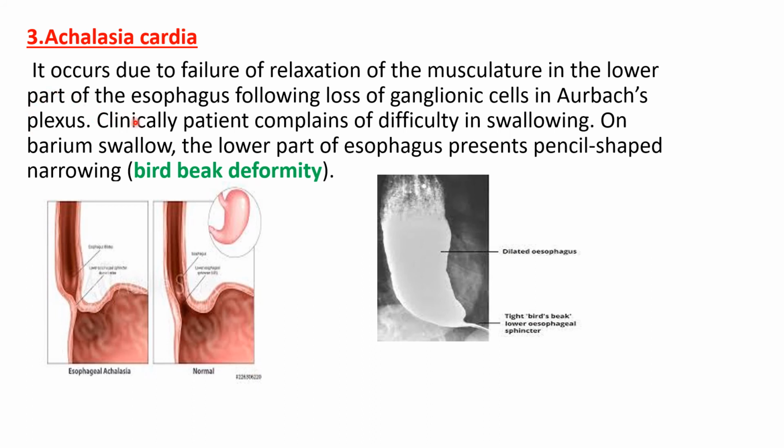So clinically, the patient complains of difficulty in swallowing, and on a barium swallow, as you can see here, the esophagus, the upper part is dilated, and the lower part seems like a very thin part, and it presents like bird beak deformity.